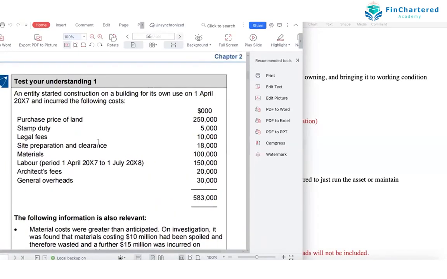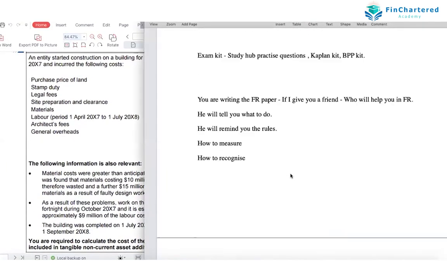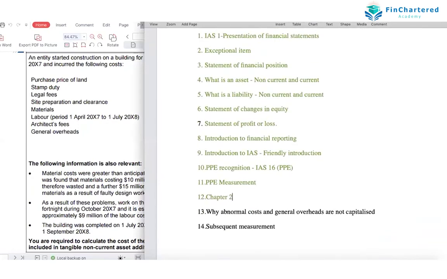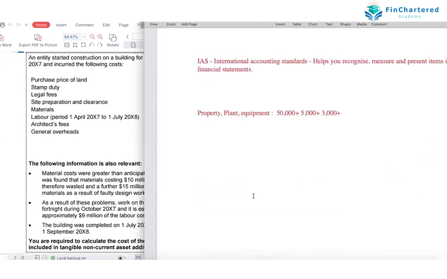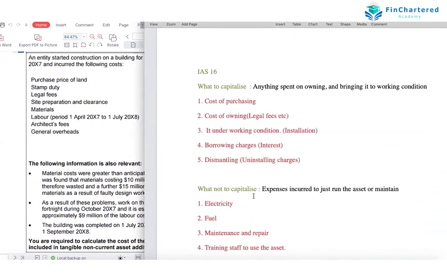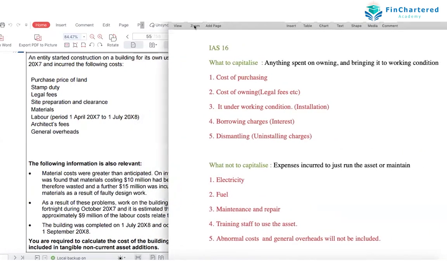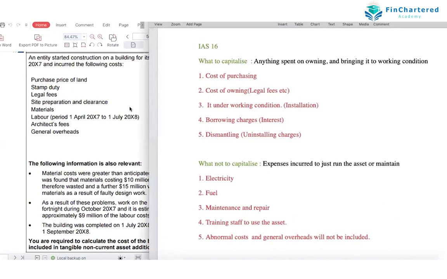Now, what we are going to do is, again, look at Test Your Understanding 1. We're on Chapter 2. Chapter 1 is over. Chapter 2, sorry. Test Your Understanding 1. Okay, so let's do it, keeping this in mind. We'll keep it side by side. So IAS 16 is there as a friend when we are solving this question.